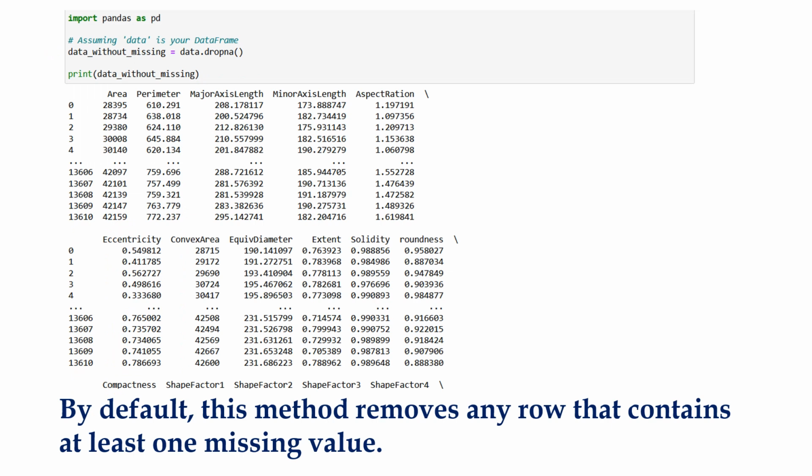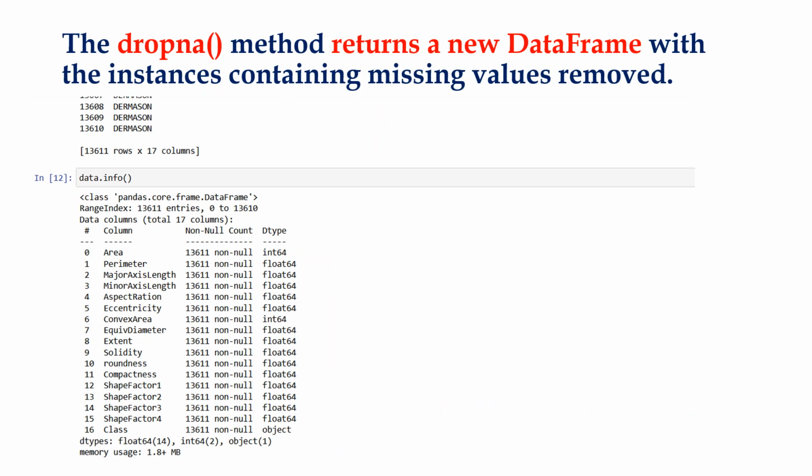If you have missing values in your dataset and you want to remove instances, rows, that contain missing values, you can use the following approach. If you are working with a pandas data frame, you can use the dropna method to remove instances with missing values. By default, this method removes any row that contains at least one missing value. The dropna method returns a new data frame with the instances containing missing values removed. But our example dataset does not have any missing values, so the method will return the same information.